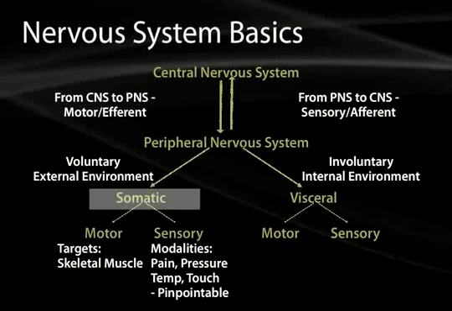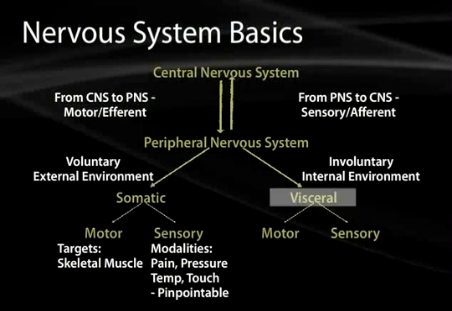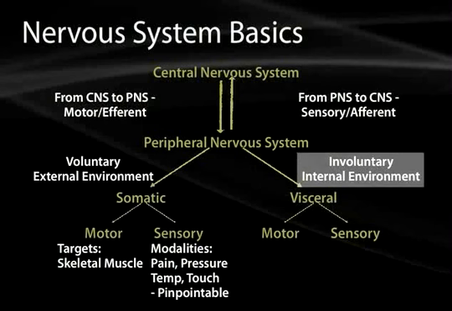Each of these systems have both somatic, which is the system that deals with the voluntary system, and it moves you through or gives you information back from your external environment. Whereas the visceral system is involuntary, and it moves things through and gives you feedback from your own internal environment. Each of them has a motor and a sensory component to it.